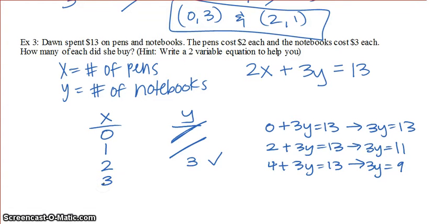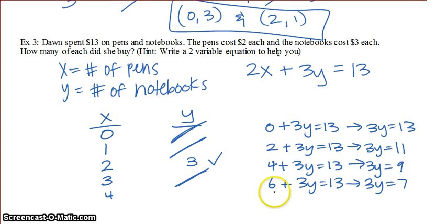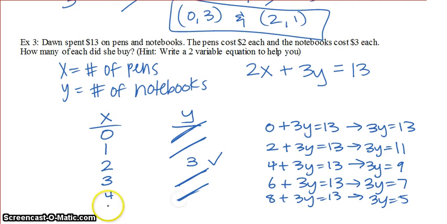So 3. 3 times 2 is 6, plus 3y equals 13. That's going to tell me that 3y, we're subtracting 6 from both sides, equals 7. And there's nothing that y can be as a whole number to equal that, so that one's not going to work. We have 4, so 4 times 2 is 8, plus 3y equals 13. Subtract that, that's 5, so 3y equals 5. And again, that's not going to be a whole number.